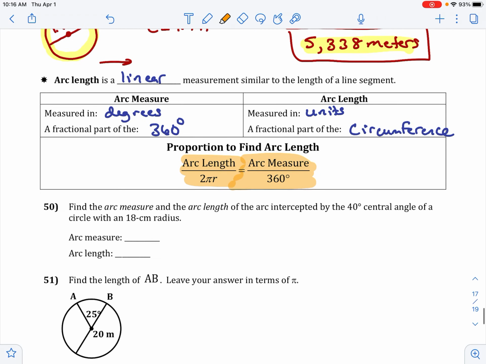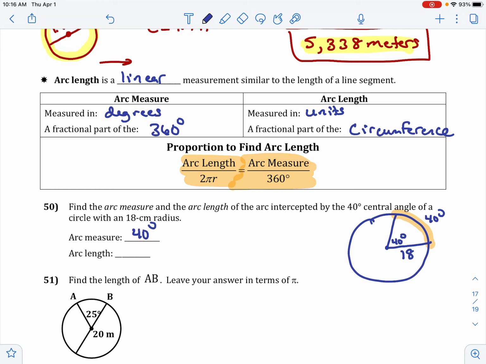All right, so what we're going to do is practice. It says find the arc measure and the length of an arc intercepted by a 40-degree central angle. So let's draw a picture. A little circle here, and let's say here's my 40-degree central angle. If the angle is 40 degrees, and it's a central angle, we've already learned this, we know that the arc is also 40 degrees. So we know the arc measure. But now we want to know how long the arc is. That's going to depend on the circle's radius. The circle has an 18 centimeter radius.